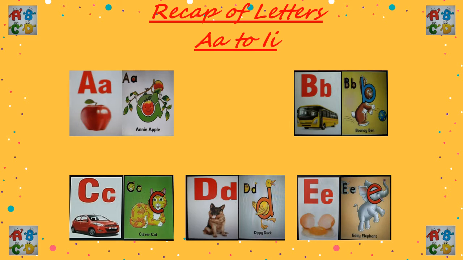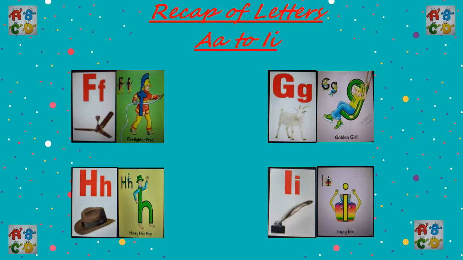Very good. Elephant. Egg. The letter and character friend of letter E is Eddie Elephant. The next flashcard is of letter F. Yes. And the letter and character friend of letter F is Firefighter Fred.